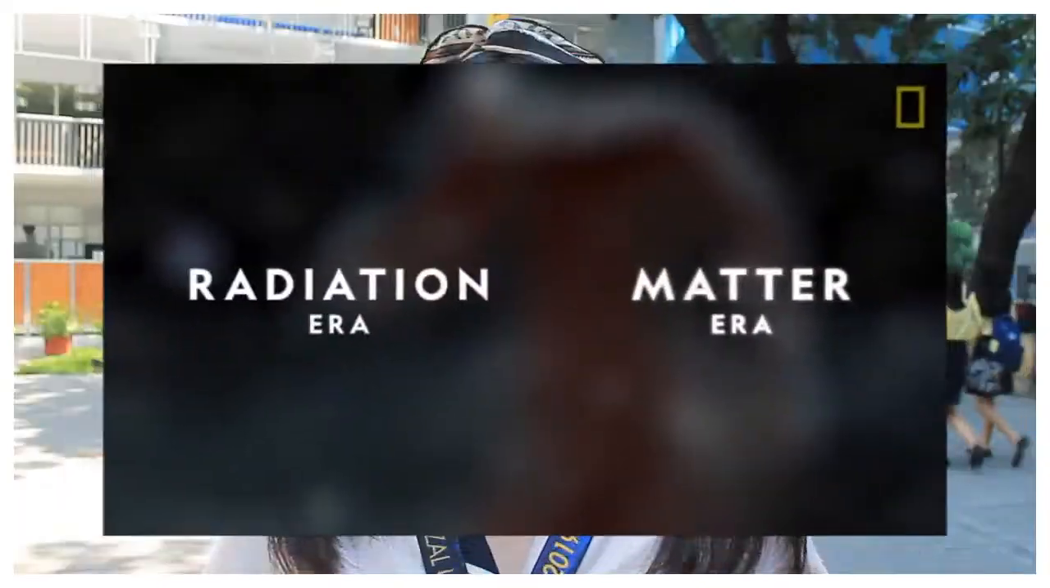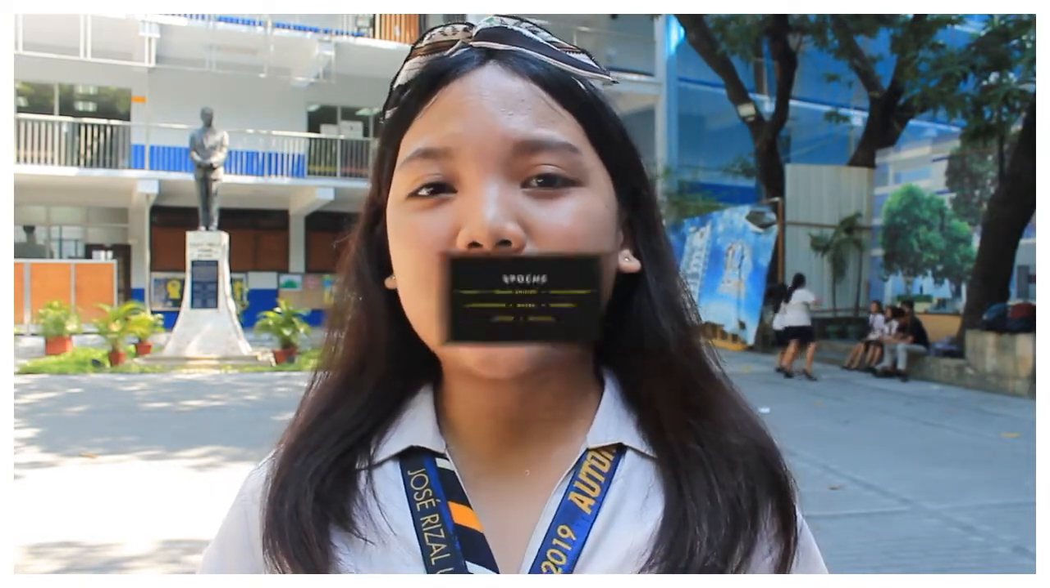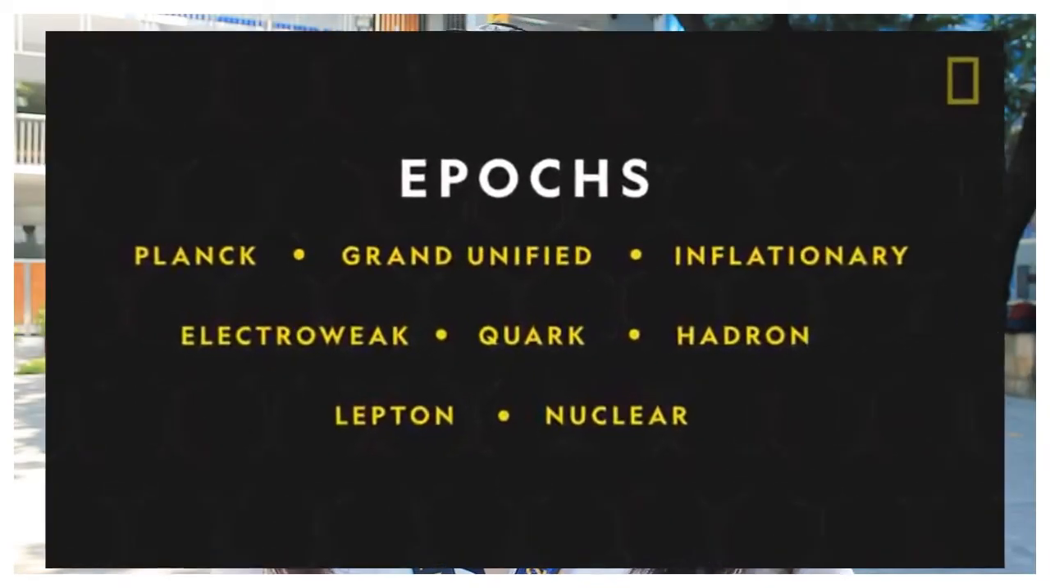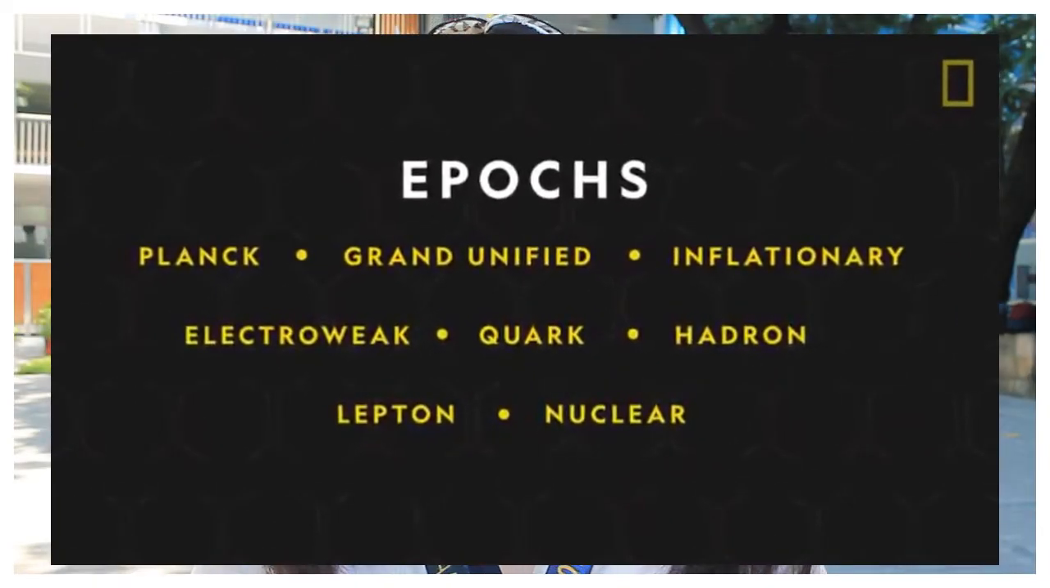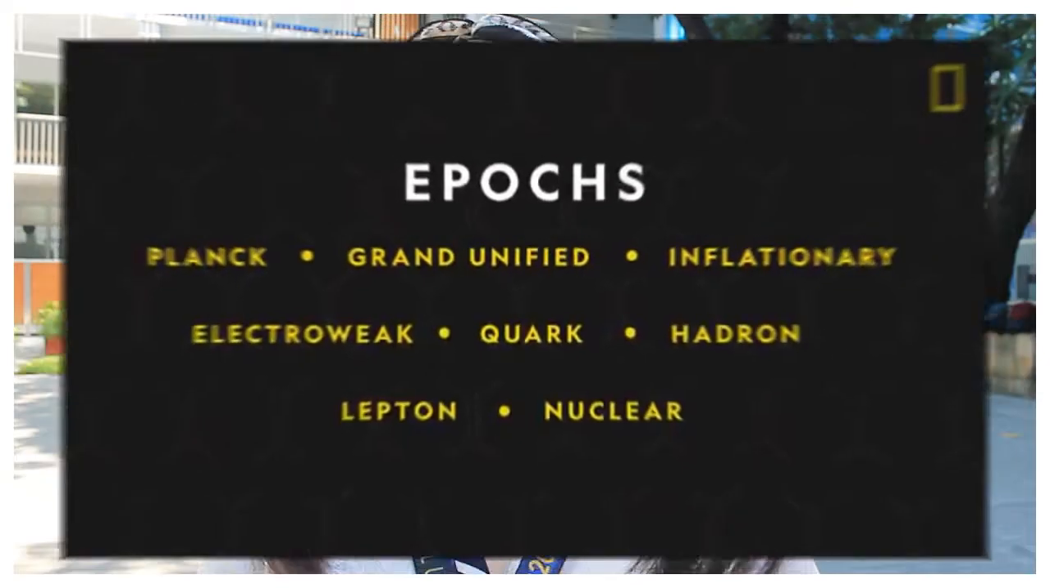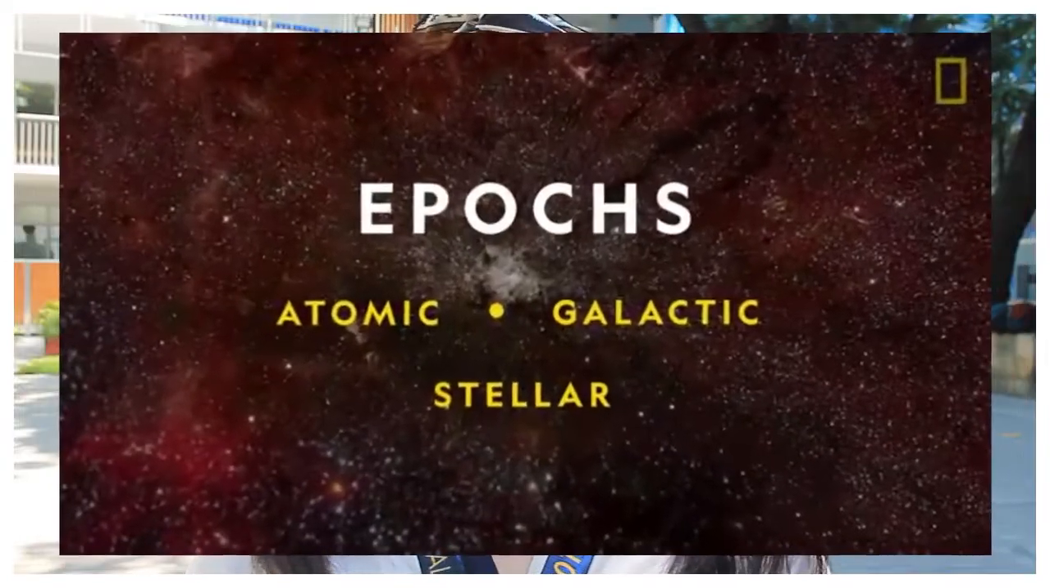What happened next is the existence of two major stages in the universe, which are called the radiation era and the matter era. The radiation era is made up of smaller stages called epochs, namely the Planck epoch, grand unification epoch, inflationary epoch, electroweak epoch, quark epoch, hadron epoch, lepton epoch, and the last is the nuclear epoch. Then the second stage of the universe's evolution is called the matter era. The matter era consists of only three epochs, namely the atomic epoch, galactic epoch, and stellar epoch.